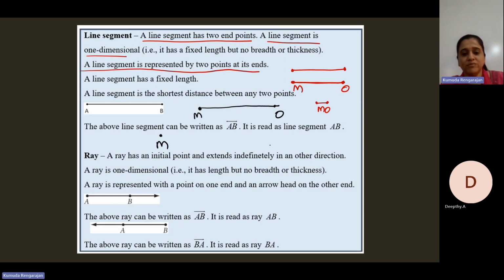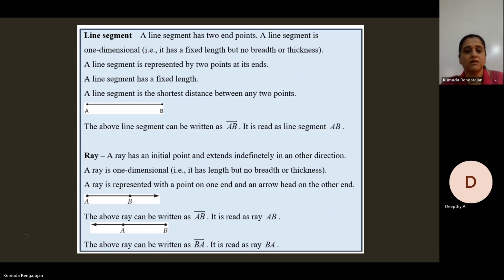There is a point M, there is another point O. When you find the length of the line segment MO, you are finding the distance between the 2 points. M is a point, O is another point. The distance between these 2 points is the length of the line segment MO. And that's the shortest distance. That is very important. That's the shortest distance.